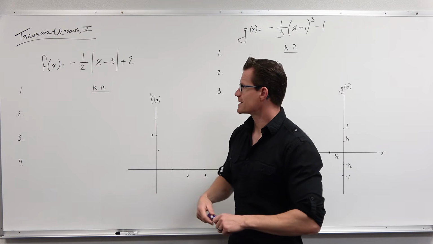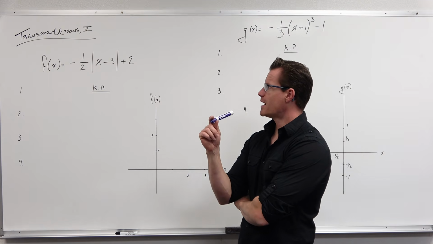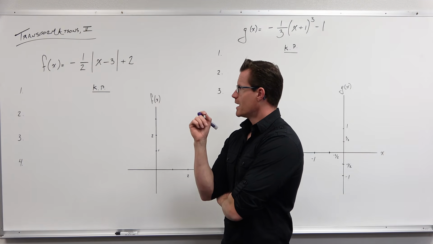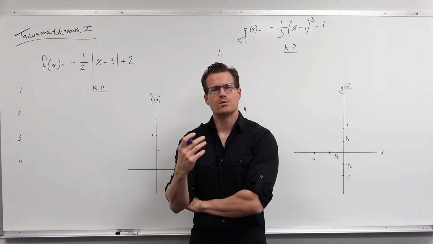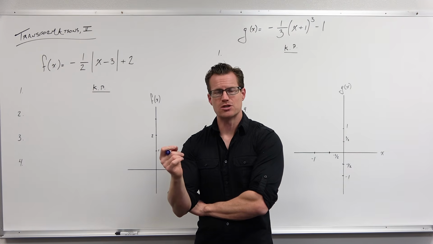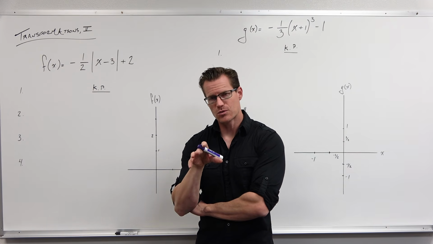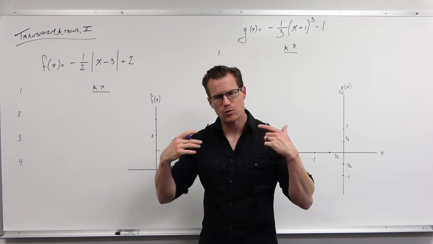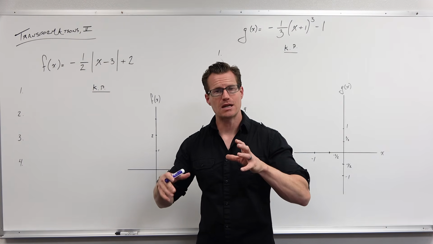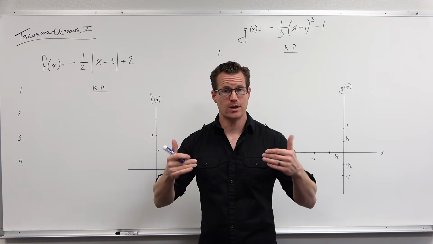So let's get started. Let's take a look at f of x equals -1/2 absolute value of x minus 3 and then plus 2. One of the things that we need to do every time we're graphing with transformations is identify what our basic graph shape is, get a picture of what it looks like in our head, identify our key points, and then identify what transformations are happening.